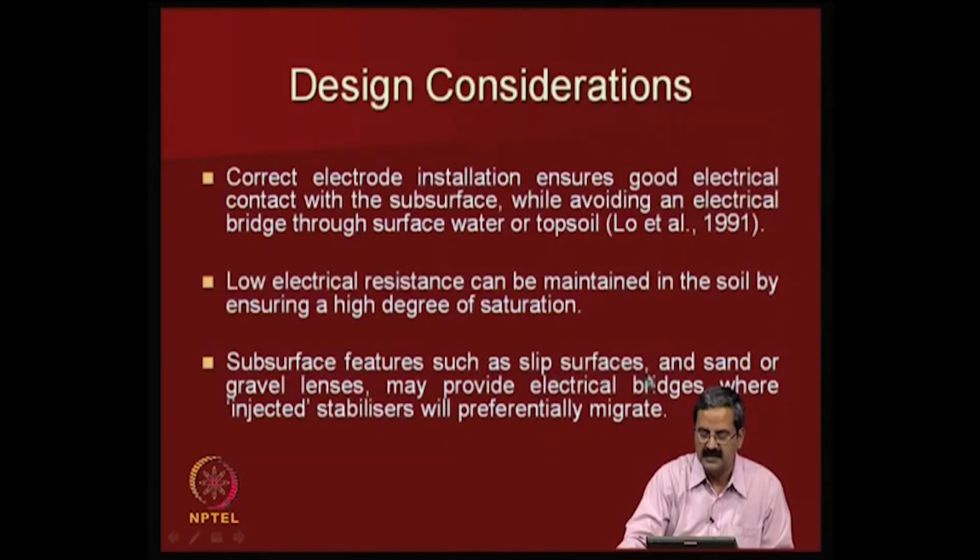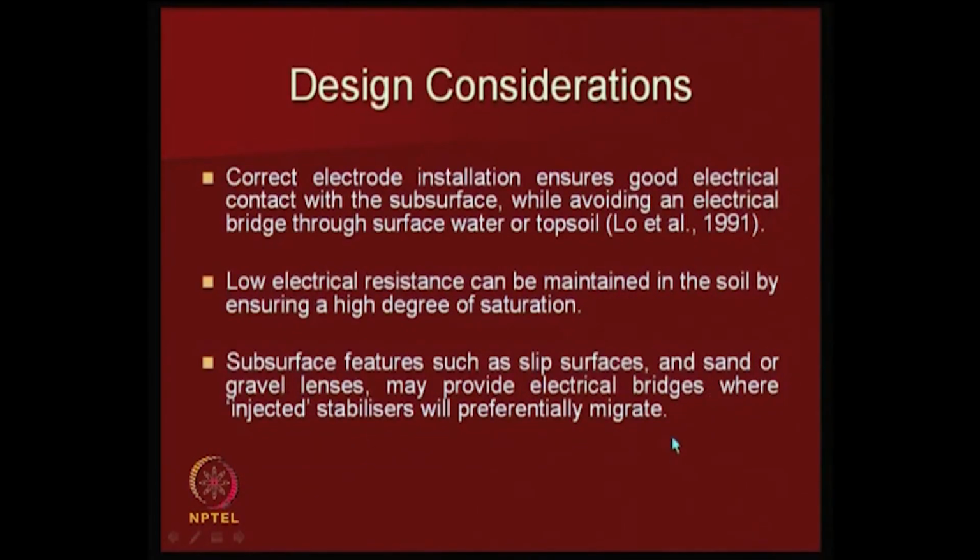Subsurfaces such as slip surfaces and sands, gravel lenses may provide electrical bridges where injected stabilizers will preferentially migrate. Actually, what we do is, say in the in situ soil there could be some small slip surfaces, some gravel and all that. The possibility is that even through them electrical bridges can form, which is to be avoided. Why? Because in this whole technique we inject some sort of stabilizers, and the possibility is that the stabilizers will migrate into the system, which we would like to avoid.